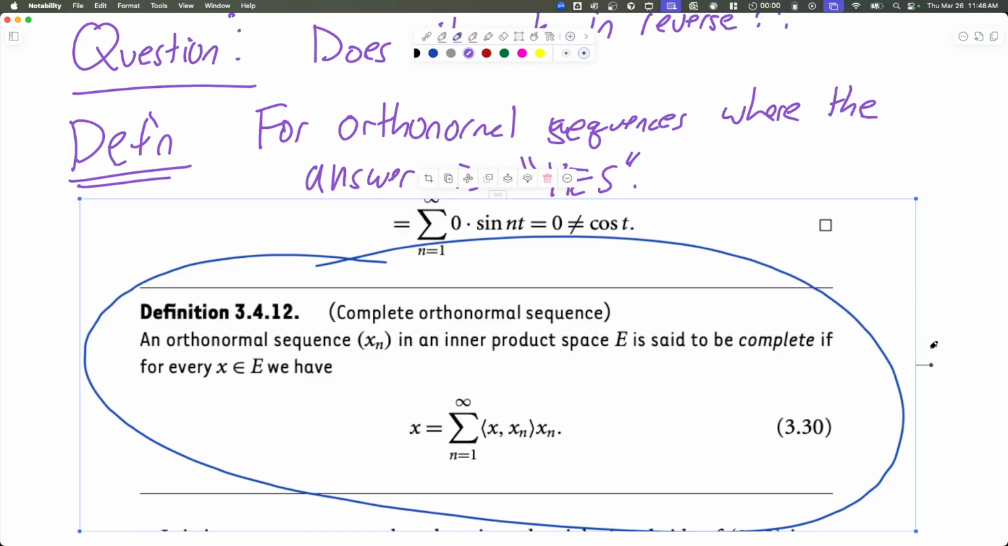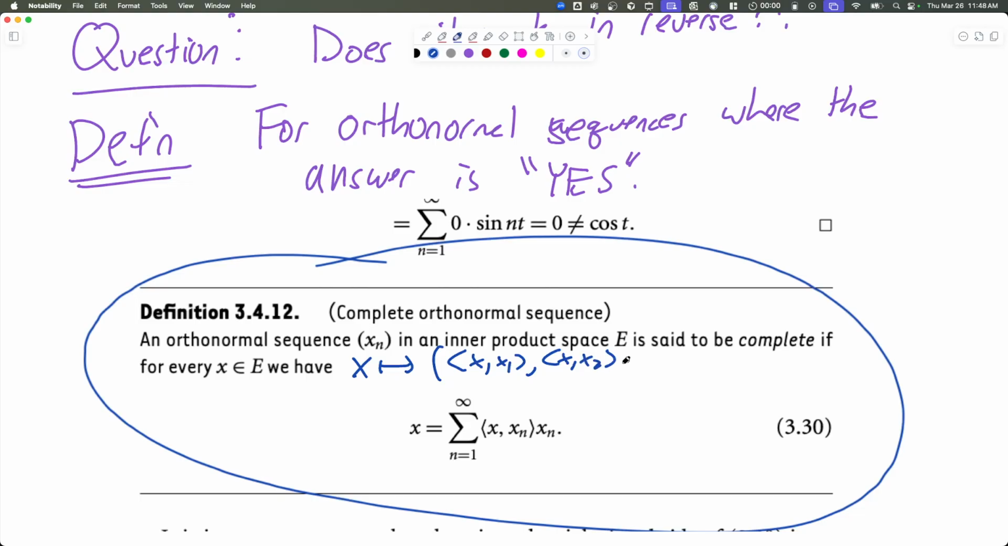So an orthonormal sequence is complete if every function x, or every element x, can be written as the infinite sum of the inner product of x with xn, times xn. Remember, the map that I gave you before was x gets converted to this infinite list: the inner product of x with x1, x with x2, dot dot dot. So this is converting something from the inner product space into a sequence of numbers in L2. And then this equation over here, 3.30, is converting the sequence back into an element of the inner product space. And if that is equal to x, then both operations undo each other, and we say the whole thing is complete.